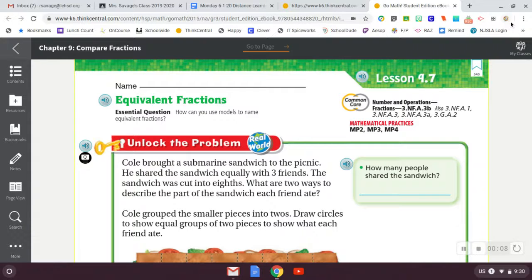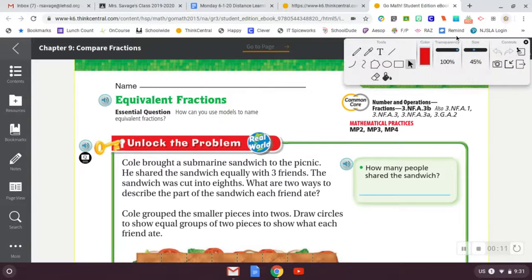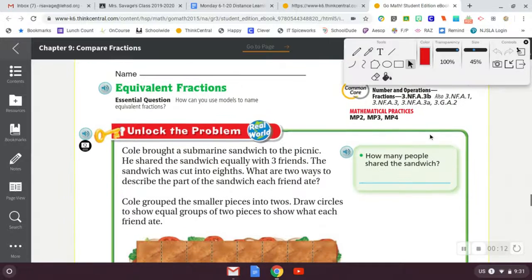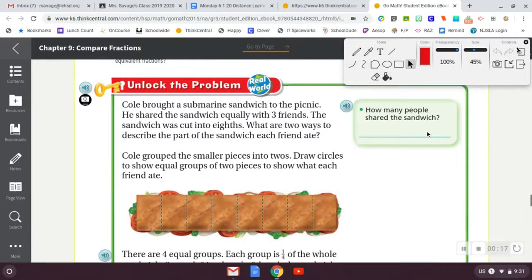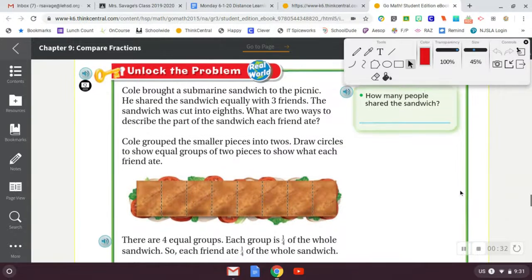So we're going to do some more work on equivalent fractions today. All right. Now remember, equivalent means a fraction that has the same value, but it has different numbers. And hopefully you've started to see through our practice last week that the denominators have a relationship to each other. Okay, so let's take a look at this.